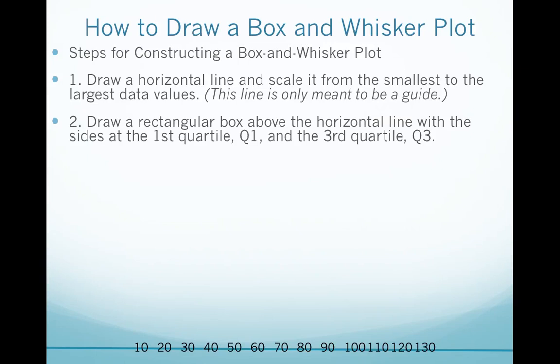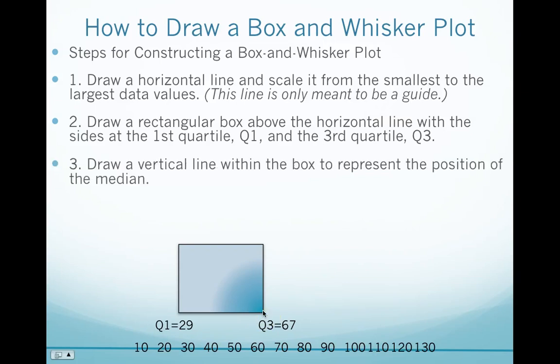You're going to draw a rectangular box above the horizontal line with the sides at the first quartile Q1 and the third quartile Q3. So noting that Q1 is 29 and Q3 is 67, you draw a box approximately a little bit before the 30 to indicate the 29, and a little bit less than the 70 to represent the 67. Okay, so just try your best to make this as accurate as possible. Q1 equals 29 should be labeled below Q1, and Q3 equals 67 should be labeled below Q3.